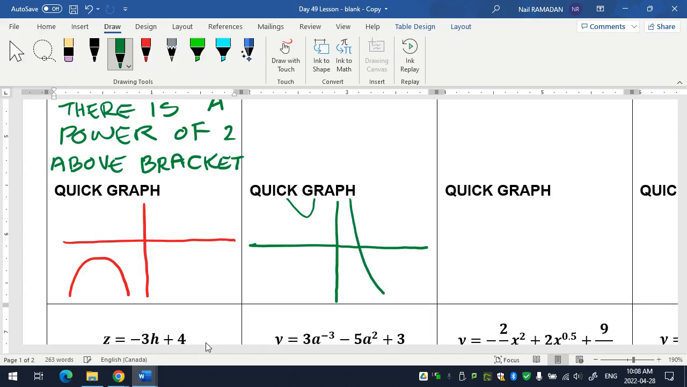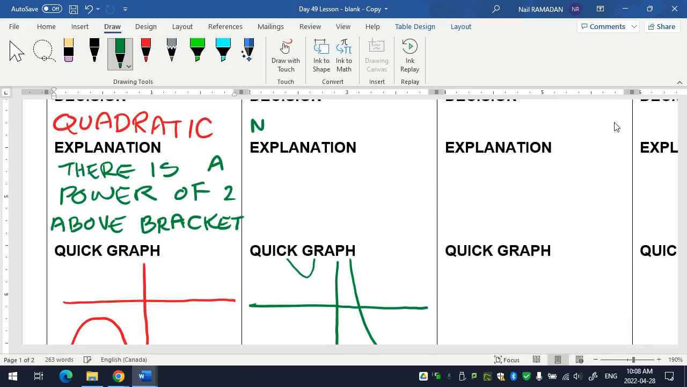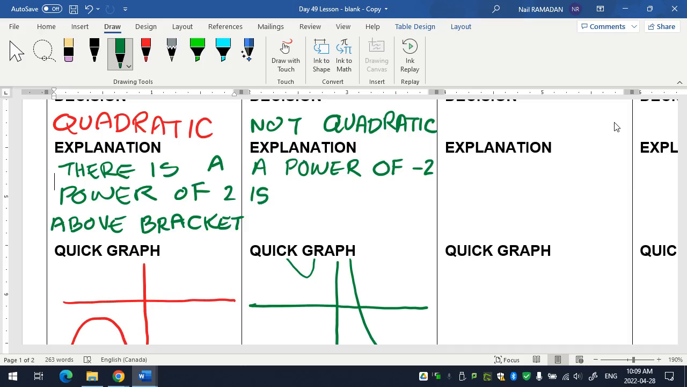All right. So, Ragad, what was the decision again? Yes or no? It was a no. So, not quadratic. By the way, I'm okay with you if you write quad. Quad in this course will only mean quadratic. Explanation: a power of -2 is included. You cannot include any powers but 2 or 1, and that's it. A power of -2 is included. That's the explanation why it's not.